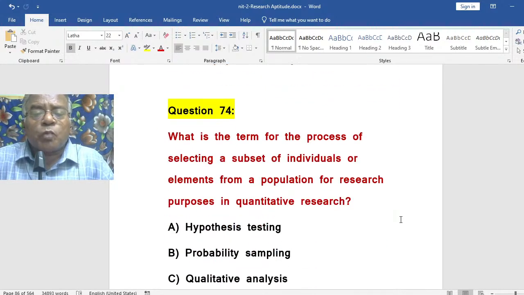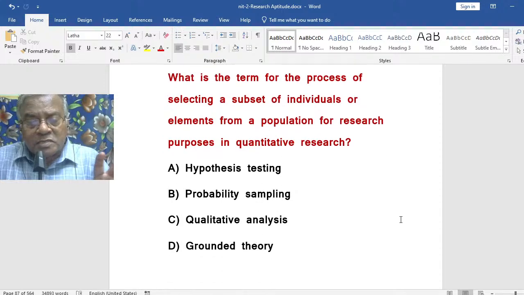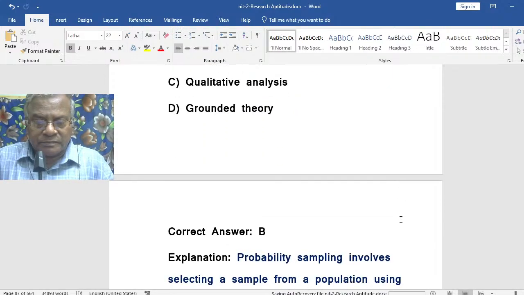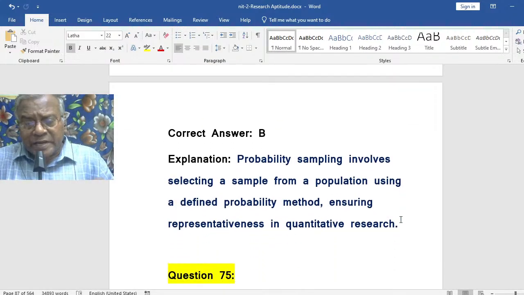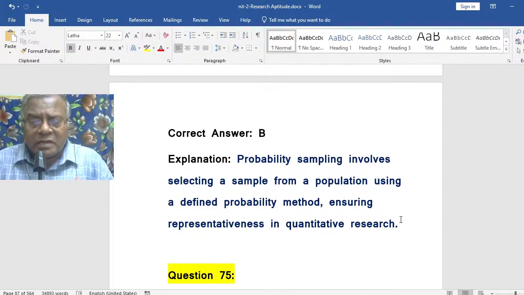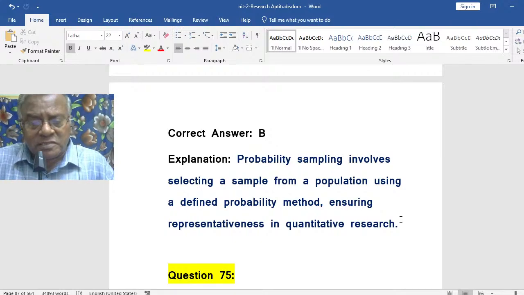What is the term for the process of selecting a subset of individuals or elements from a population for research purposes in quantitative research? What is it called? Out of these 4, it is called probability sampling. Probability sampling involves selecting a sample from a population using a defined probability method, ensuring representativeness in quantitative research. So we are using probability sampling in quantitative researches.